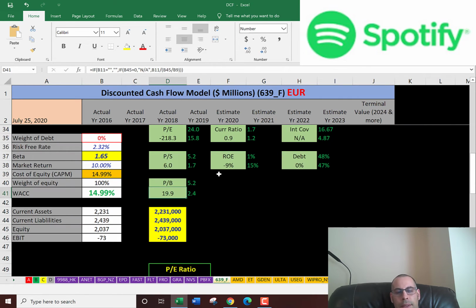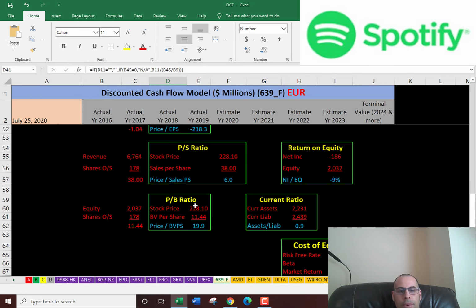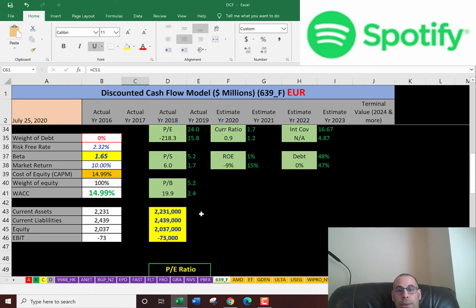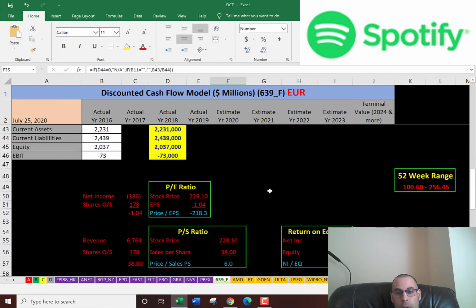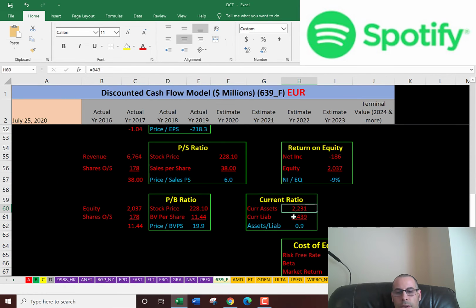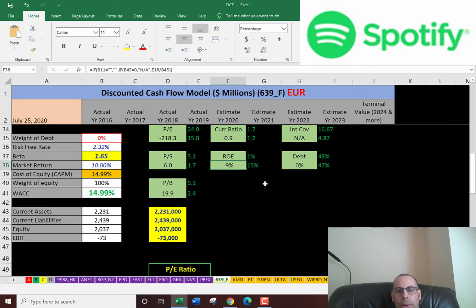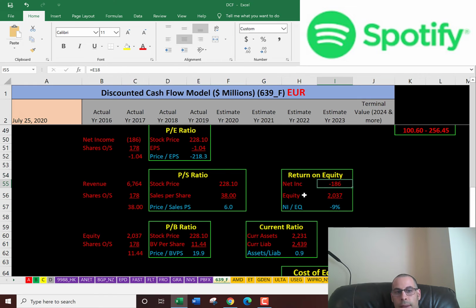Price to book is also pretty high at 20. That's price of stock over book value per share. To get book value per share, it's equity over shares outstanding. I like to see below 3.5 for this ratio. Current ratio is below 1. That's current assets over current liabilities. So they can't cover their current liabilities. Negative ROE, because like earlier they have negative net income, so they have negative ROE.